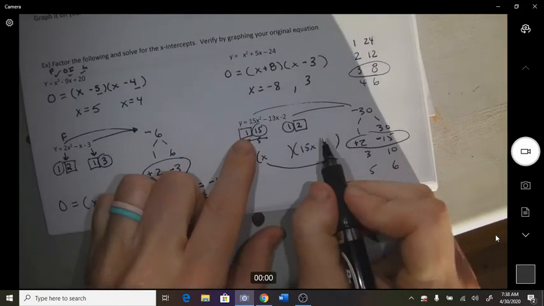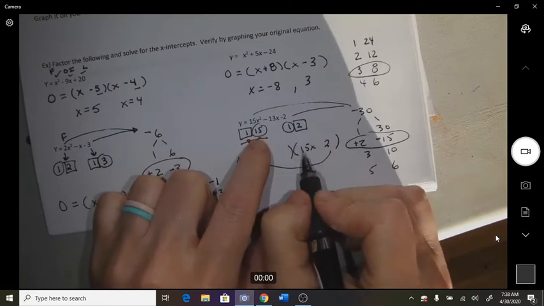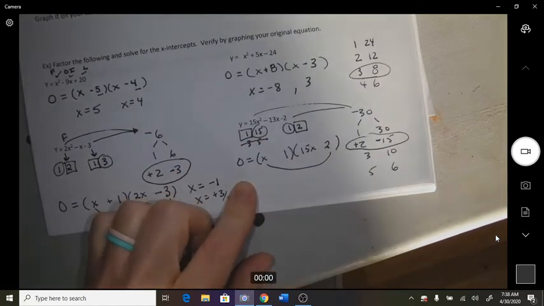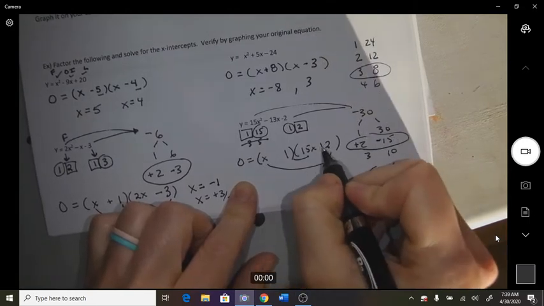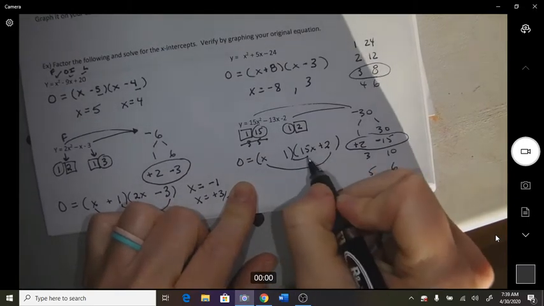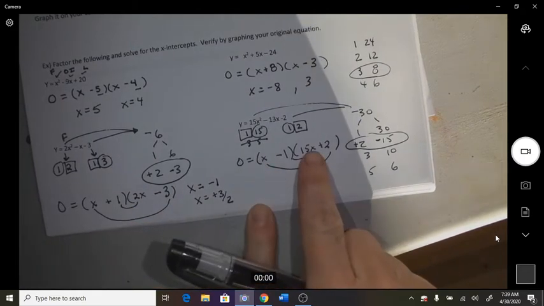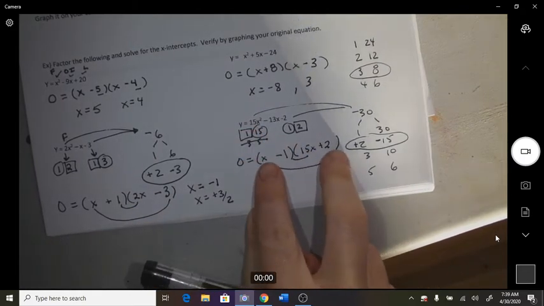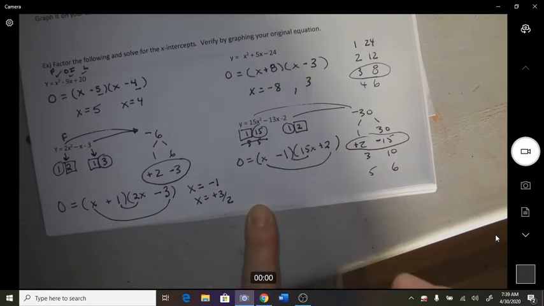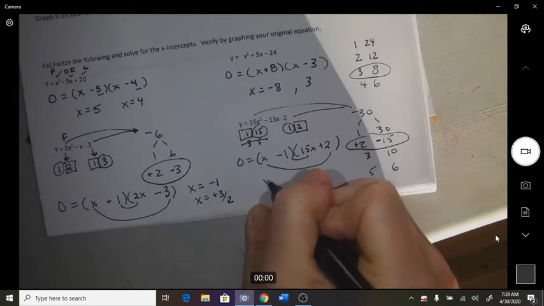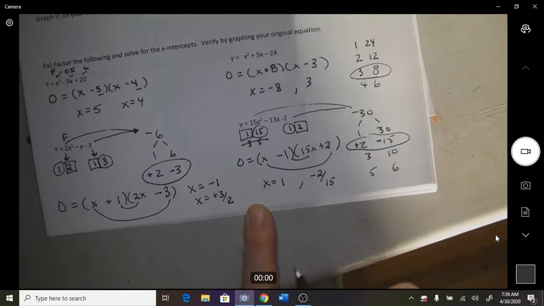I'm grouping the 1x with a 2 and the 15x with a 1. Okay, so 2x I want to be positive, 15x I want negative. So FOIL it out: 15x squared, that's there. Positive 2x minus 15x is minus 13x, and negative 2. So x equals 1 or negative 2 divided by 15.